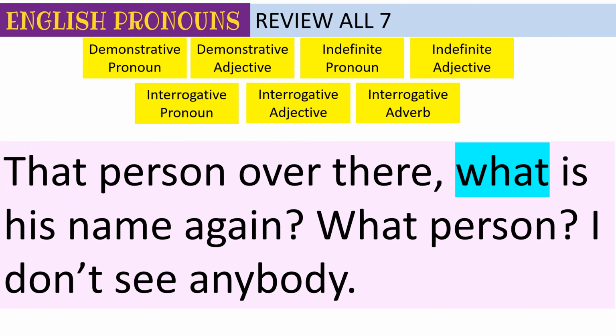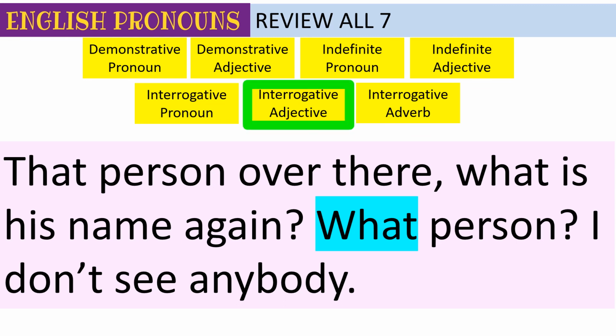What is his name again? That's an interrogative pronoun because what is standing on its own. It replaces a name. It's not describing a noun, it's replacing a noun. It's replacing the name. What is his name? Jerry is his name. Jerry is a noun. It replaces a name. So therefore it is an interrogative pronoun. What person? That's quite easy. That's an interrogative adjective because the person is a noun and what describes that noun, and therefore it is an interrogative adjective.